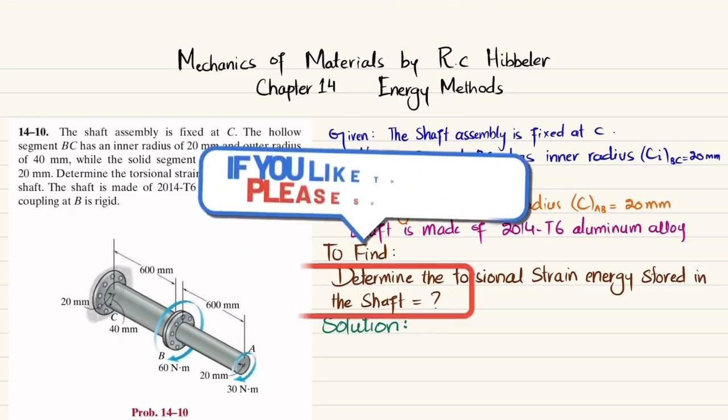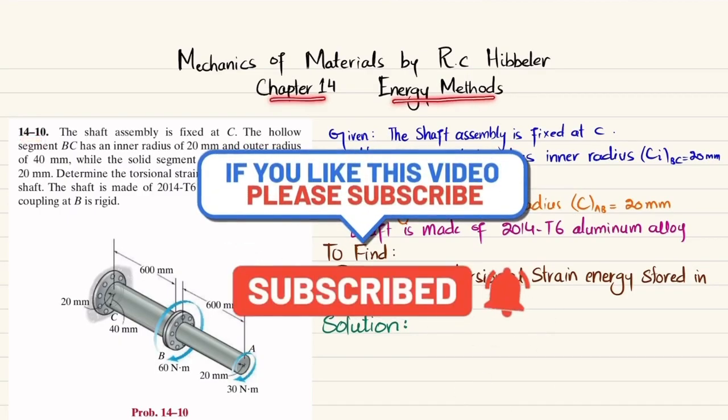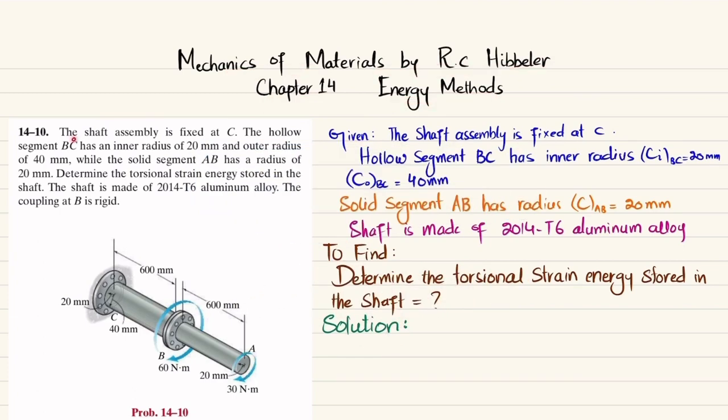Welcome back. In this video, we are going to solve problem 14-10 that is taken from chapter number 14, Energy Methods, and the book name is Mechanics of Materials by R.C. Hibbeler. So the statement is: the shaft assembly is fixed at C. The hollow segment BC has inner radius 20 mm and outer radius of 40 mm, while solid segment AB has a radius of 20 mm. Determine the torsional strain energy stored in the shaft.